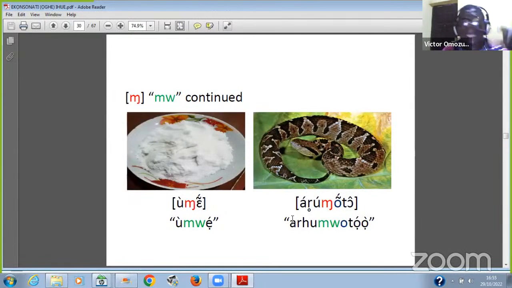Anytime I pronounce any nasal consonant, any vowel after it is always nasalized. You can never have an oral vowel after a nasal consonant in the Edo language. So again, in Arumoto, the O here is nasalized because it is following a nasal consonant.